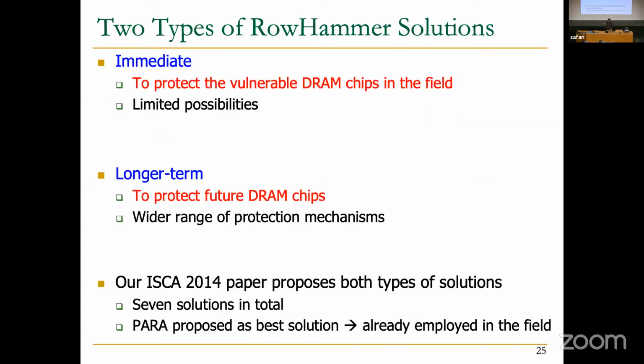So now we have the issue, and we want to find some solution. The 2014 paper investigates two categories of solutions. One is some immediate patch. We want to make the DRAM chips that are already manufactured and deployed in the field secure, but it's hardware, so you cannot just easily roll out patches. So the solutions are limited.